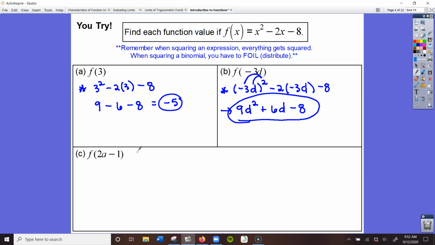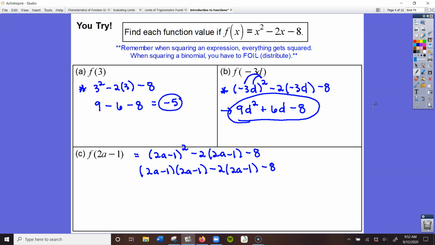With this final one, we're going to go ahead and plug in that binomial. This means that once I plug it in and it's getting squared, I will have to FOIL. So we have this 2a minus 1 squared, which means that we have 2a minus 1 times 2a minus 1. And then, of course, the minus 2 times 2a minus 1, and then minus 8. So now I'm going to go ahead and FOIL.